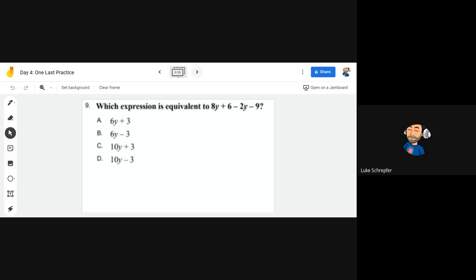Which expression is equivalent to, well, we don't have distributive property, so that's the hard part. Now we just have to combine our like terms. So we got 8y and then 2y. Because there is a minus sign in front of the second term, that means we're going to subtract. So 8 minus 2 is 6y. Now we just got to figure out when we go 6 minus 9, we get -3.